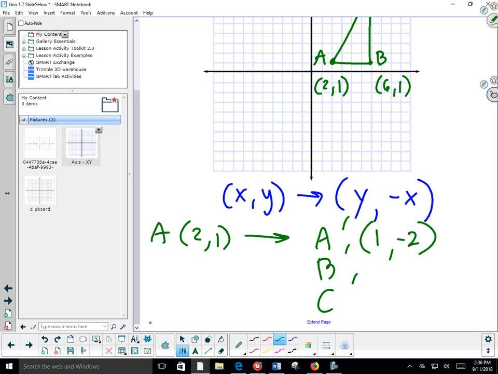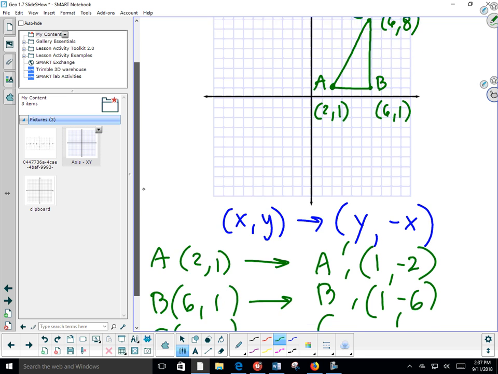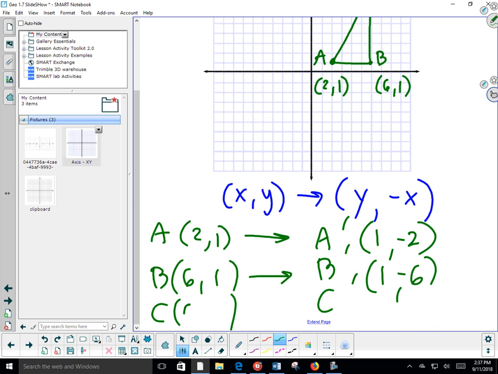All right, what about the next one? We had B at 6 comma 1. So what is B prime? 1, negative 6. Do people agree with that? Yeah. And then how about C prime? What was C at? 6, 8. So it should be 8, negative 6.